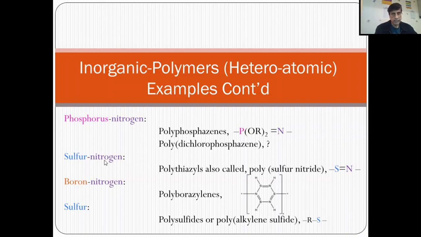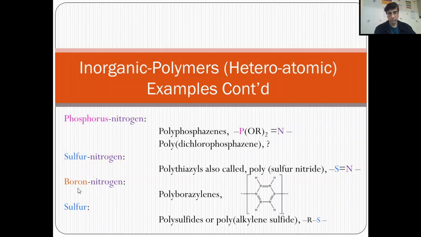Next is sulfur nitrogen linkage, represented like that, and the bracket will come here and the bracket will come here. So that compound is called sulfur nitride. A handout is given to you and it's already uploaded on the module. You have to read about sulfur nitride by yourself, so I'm not going to discuss anything about this. So you will read, and if you have any question you can send an email to me.